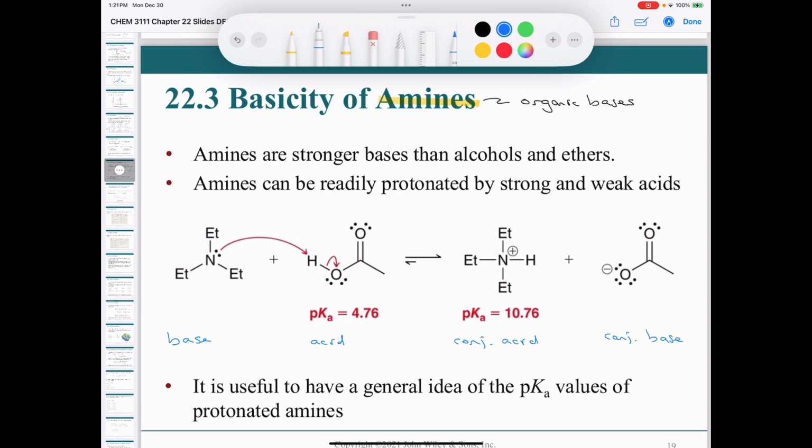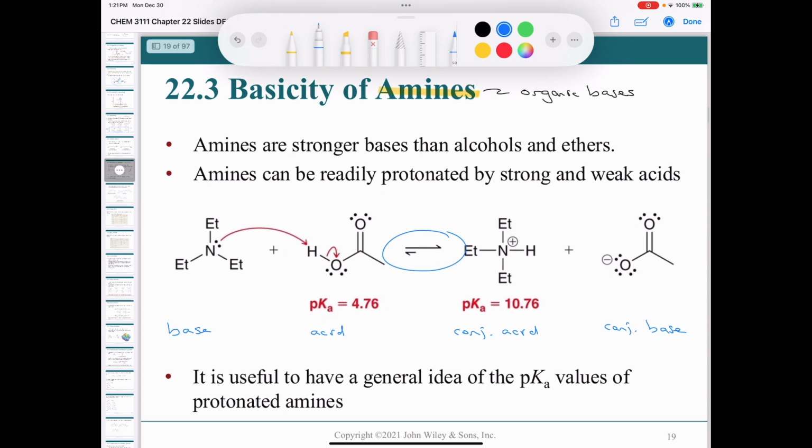And you remember that the equilibrium is always going to lie to the side of the weaker acid. So you remember that the lower the pKa, the stronger the acid. And so the triethylammonium ion has a pKa that's 6 orders of magnitude higher, and so the equilibrium is going to lie hard to this side, okay?